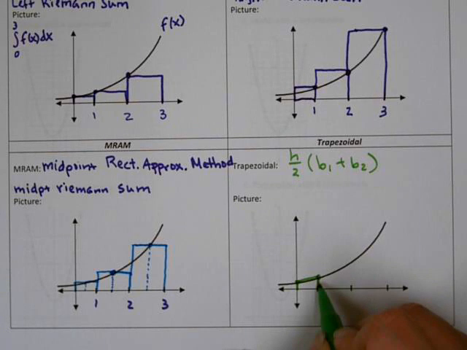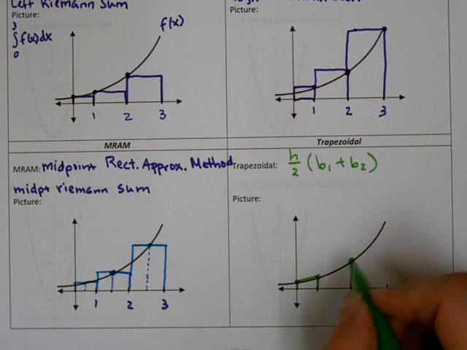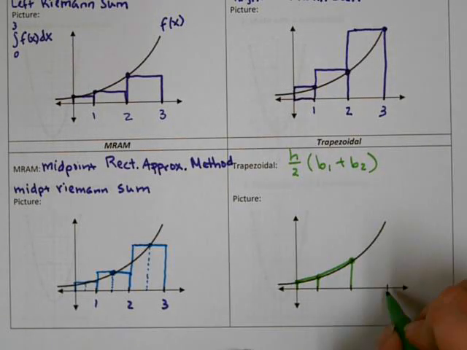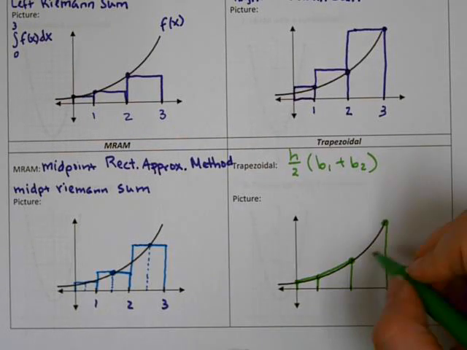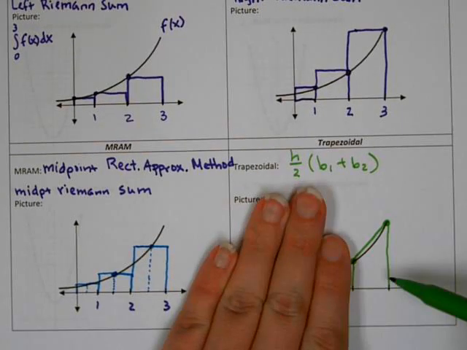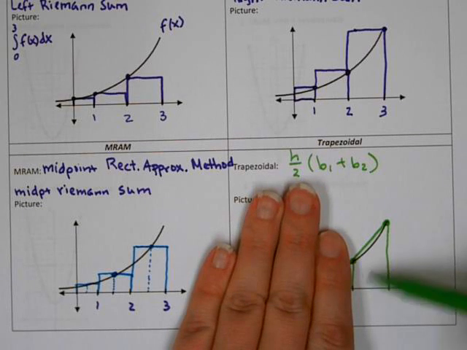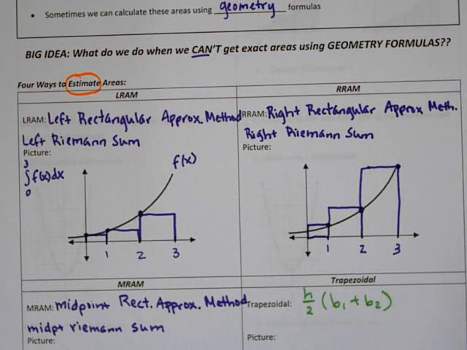But here's the height at 1. Now I'm going to find the height at 2. And if I just connect those dots, I made a trapezoid. And then I'm going to find my height at 3, and connect those, and I made a trapezoid there. That one is probably the easiest one of the 3 to see. We've got these two parallel bases, and then we've got this slant, and the height happens to be this subinterval right here. Okay, I know that kind of took a lot to explain, but I need you guys to understand the pictures.